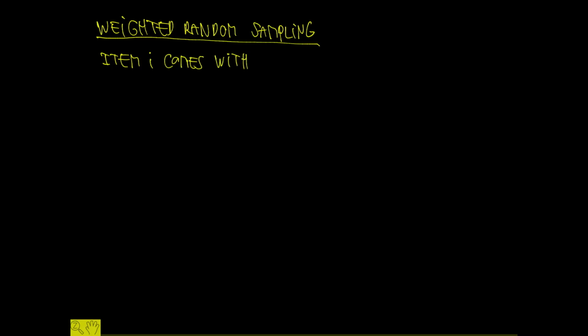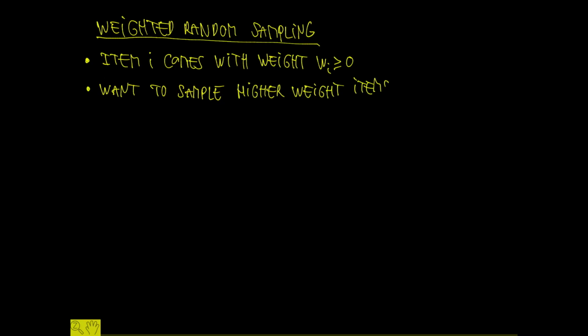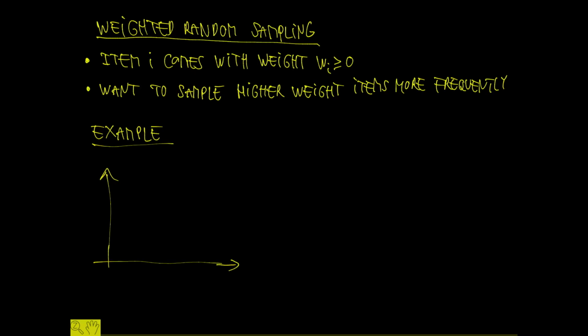Now let's turn to a different kind of random sampling in which we want to take element weights into account. So we have a bunch of items that each come with a weight. Let's say that the item i comes with a weight w_i, which is non-negative. What we want to do intuitively is to sample higher weight items more frequently than lower weight items.